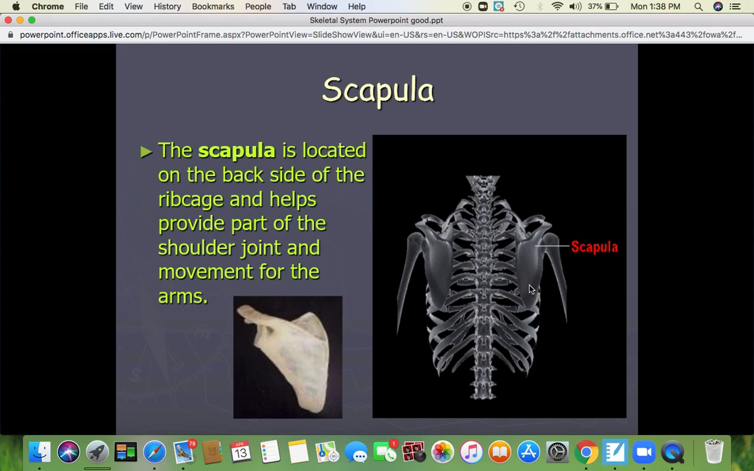It's located on the back side of your rib cage and helps provide part of your shoulder joint and movement for your arms. So it's kind of a big flat piece, and this connects here up at the shoulder. I really wish we were in class, because I have a bunch of these examples that I could pass around, and everyone could look at.